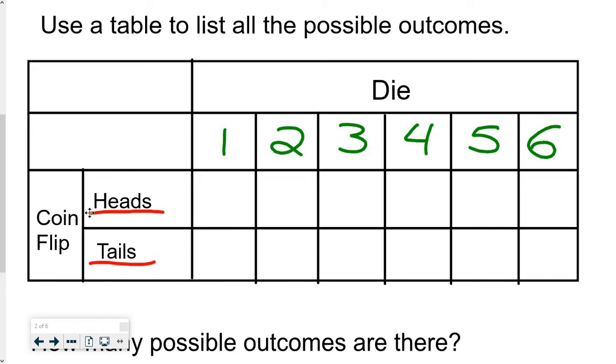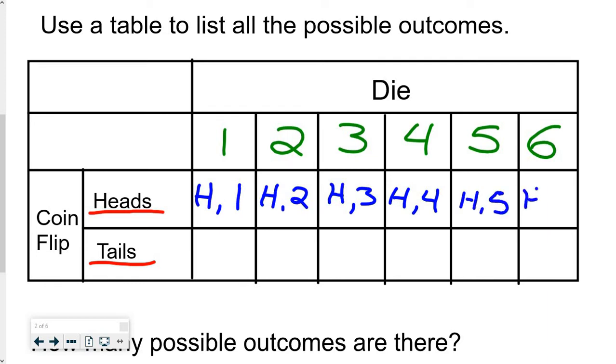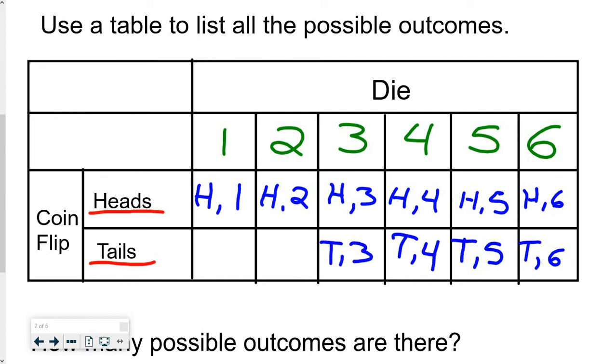So as we get into this, we know that this will be heads and this will be 1. This will be heads, this will be 2, this will be heads, this will be 3, this will be heads, this will be 4, heads 5, heads 6. This will be tails, this will be 6, this will be tails, this will be 5, tails and 4, tails and 3, tails and 2, tails and 1.